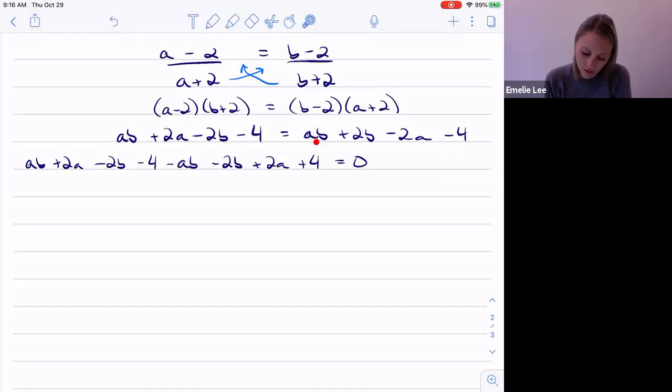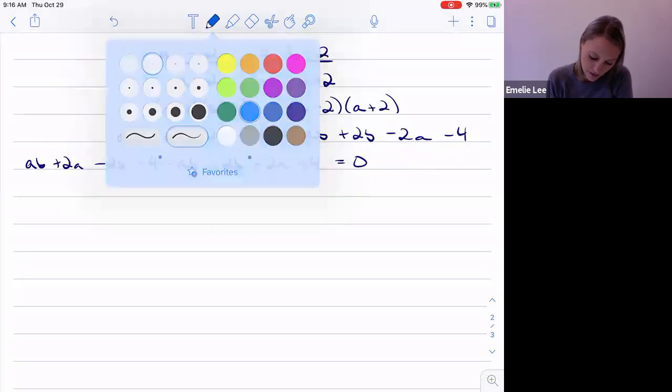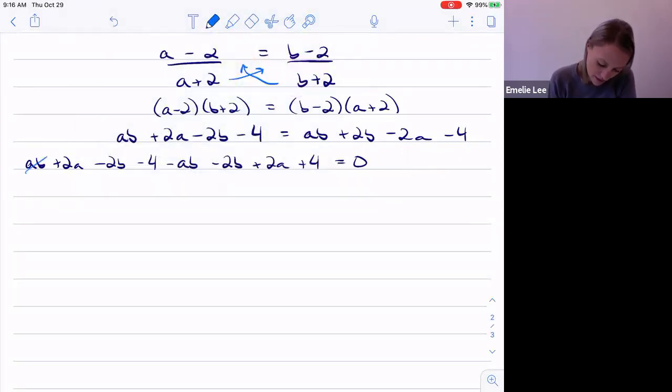Careful when you bring this over, right? Minus AB minus 2B plus 2A plus 4. Okay, so now AB minus AB, that's nice because that would be hard to deal with if we're trying to show that A equals B. So those cancel out, so that's great. And then also minus 4 plus 4 is going to go away.